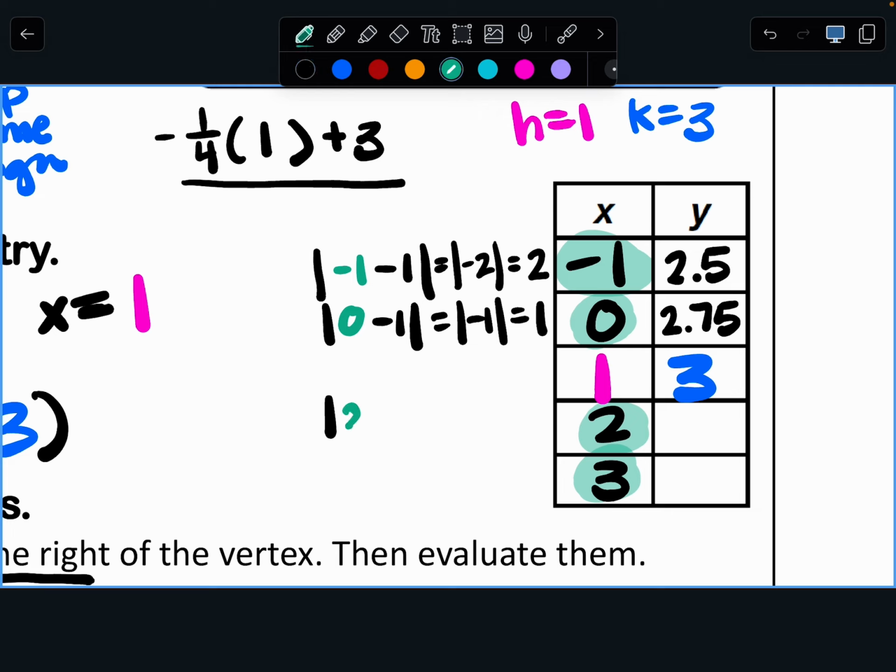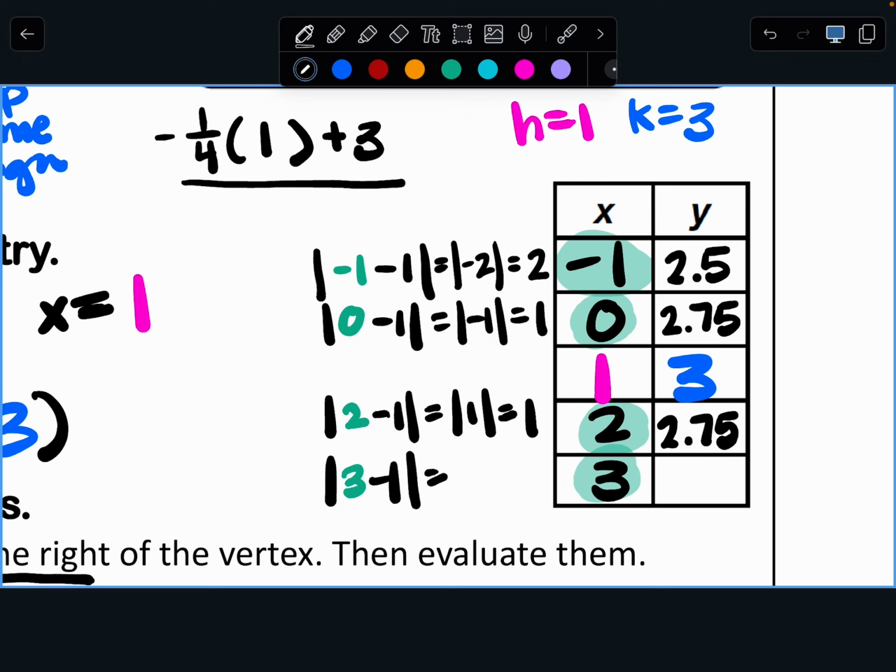Next we have 2. 2 minus 1 is 1, and the absolute value of 1 is 1. So again, I'm going to get 2.75. And then 3 minus 1 is 2, and the absolute value of 2 is 2. So this again will be 2.5. So just like in quadratics, we have these repeating y values.